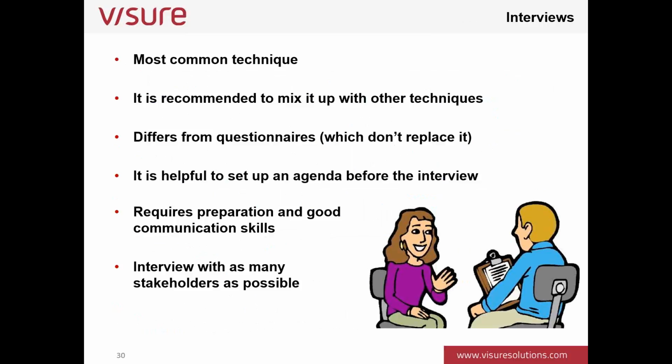A bad thing for the interview, or a thing to take into account, is that it requires great communication skills, and not everyone is as good at doing interviews. In fact, there are training courses for interviews, and there are many different roles that can perform well or not so well in an interview. It's always recommended to interview as many stakeholders as possible, but time and money are always a constraint here.